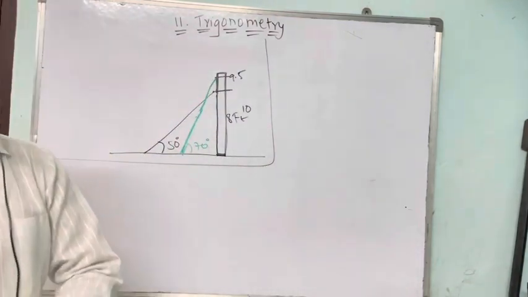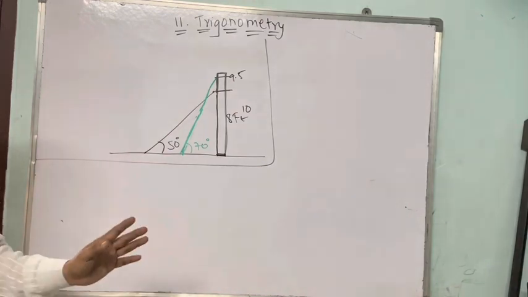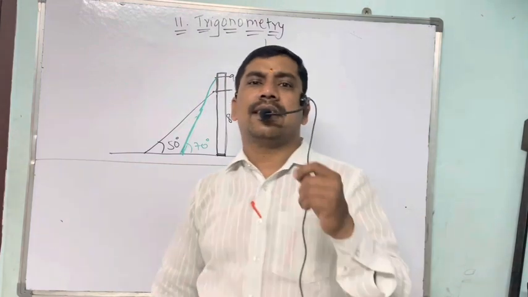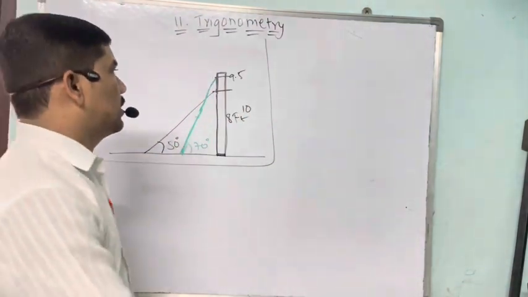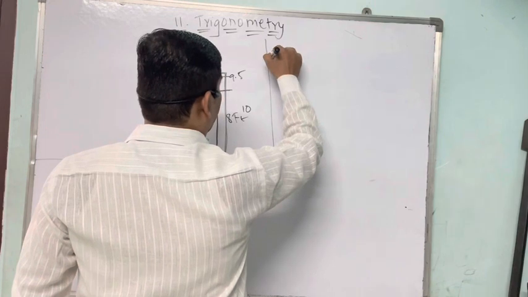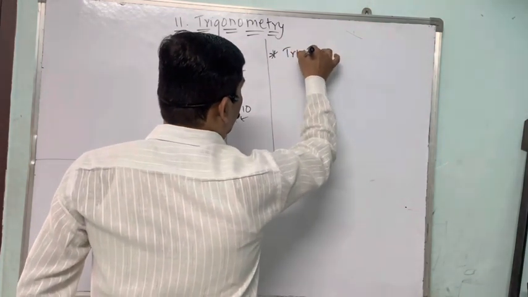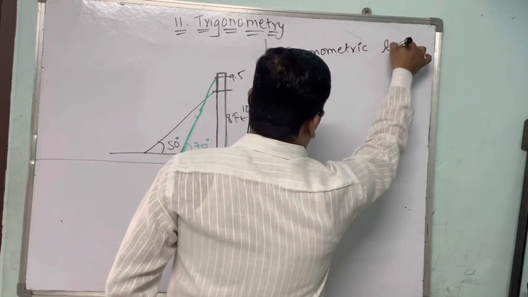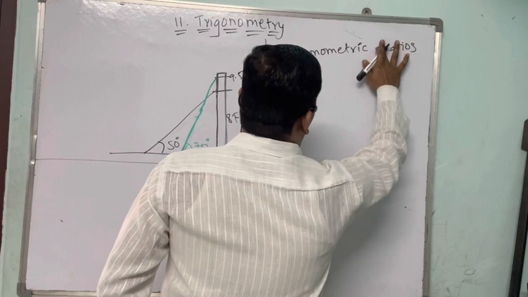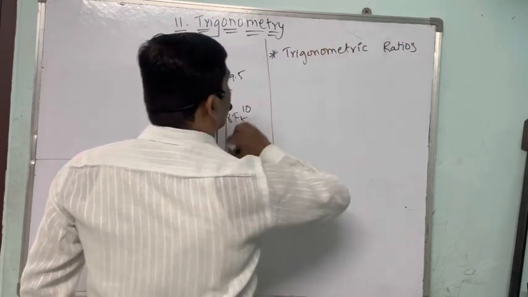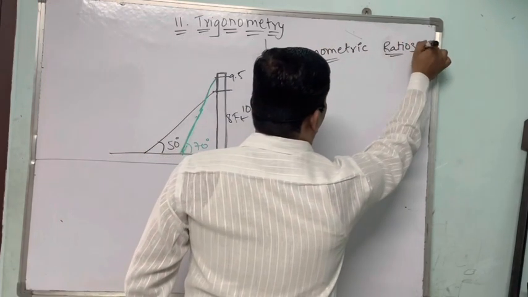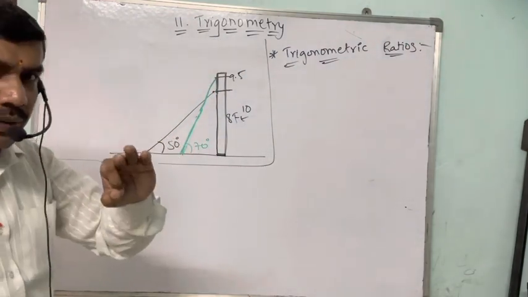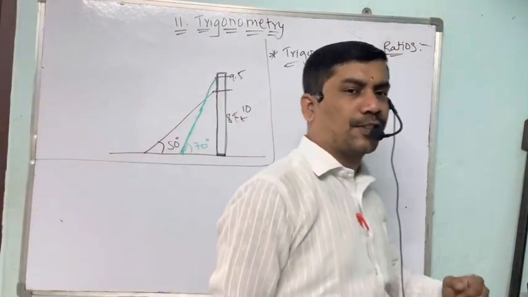Okay everyone? So now let us try to understand what is meant by trigonometric ratios. So our next topic is trigonometric ratios. Now, this is very easy to understand, and there are totally 6 trigonometric ratios. We'll come to know after a few minutes.